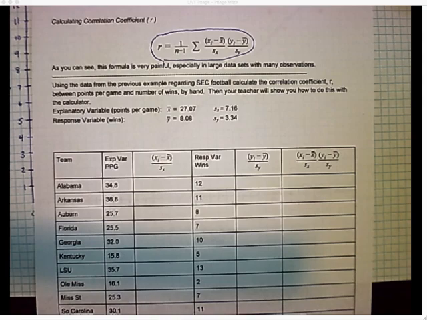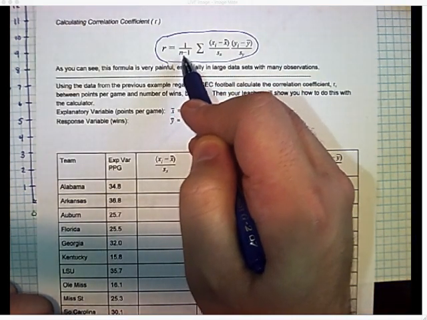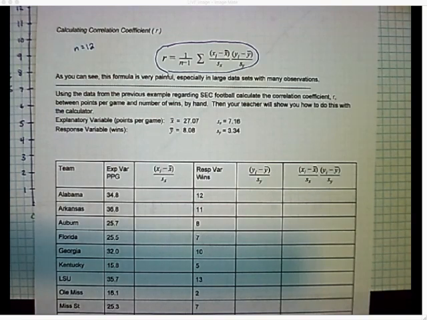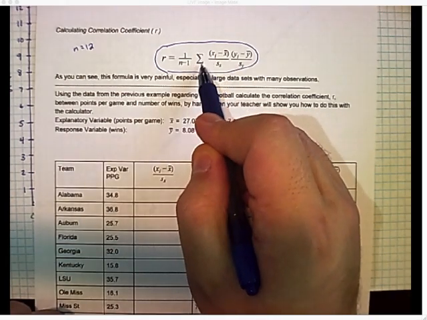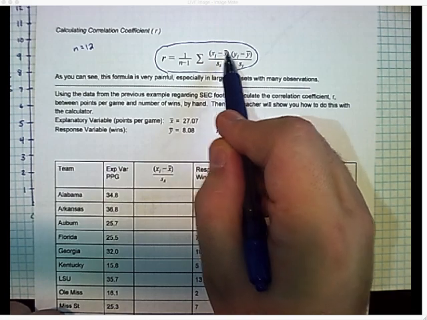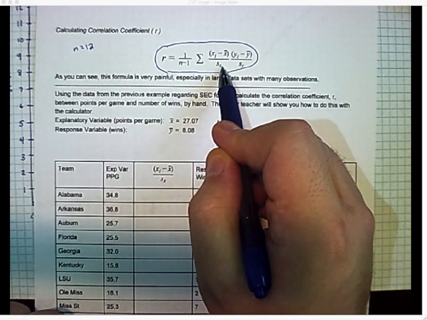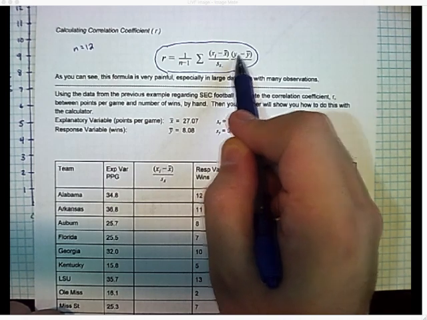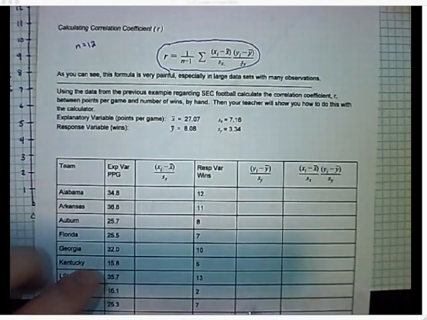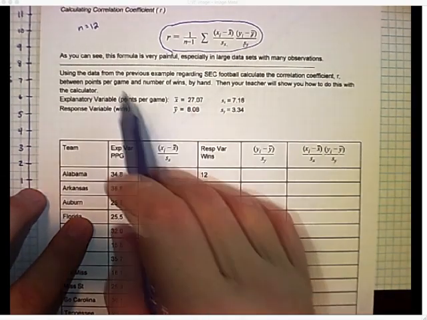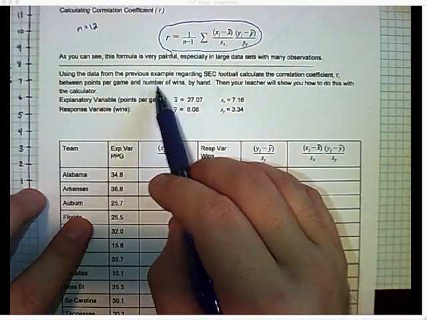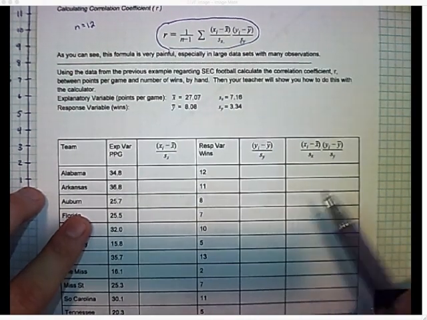All right, so it says take 1 over the sample size. So in our example, we had 12 teams, so n would equal 12 in that case. Then you want to take the sum of the individual x values minus the x average over the standard deviation of x, times the individual y values minus the average of the y values over the standard deviation of y. So it says using the data from the previous examples regarding SEC football, calculate the correlation coefficient R between points per game and number of wins by hand. Then I'm going to show you the easy way to do it with the calculator.